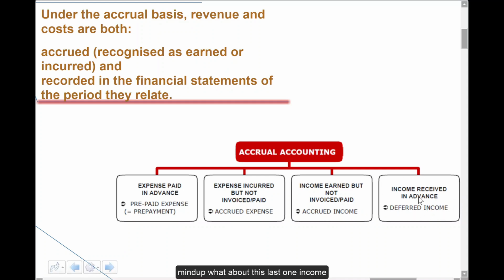What about this last one, income received in advance? That sounds slightly unusual, but it happens. In other words, we've had income received, but in terms of timing, it actually relates to a later period. So that's referred to as deferred income. Remember, matching. We want to match costs and indeed revenues with the period that they relate to. So each of these 4 areas in a different way hinges on that concept of accrual accounting.